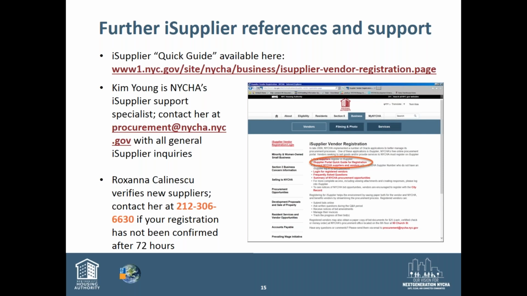If you have further questions about iSupplier registration or support, Kim Young is NYCHA's Vendor Relations and iSupplier Support Specialist. She can be reached at procurement@nyc.gov. She'll be happy to assist you. Additionally, you may wish to contact Roxana Kalinescu if your iSupplier confirmation and temporary password is delayed more than 72 hours. She's the person who checks and approves new accounts. Her number, as shown here, is 212-306-6630.